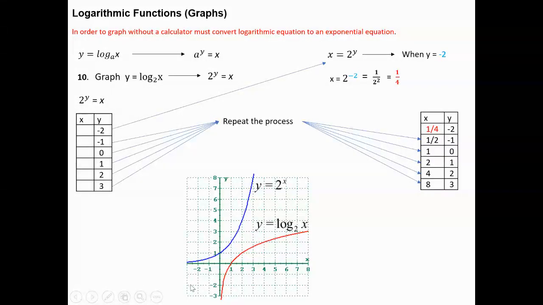Okay, but I believe in 1324, they don't go over inverses as they do in the 1314 course. But anyway, the one in red is going to be the logarithmic equation of y equals log base 2 of x. This is how we graph the logarithmic equation.